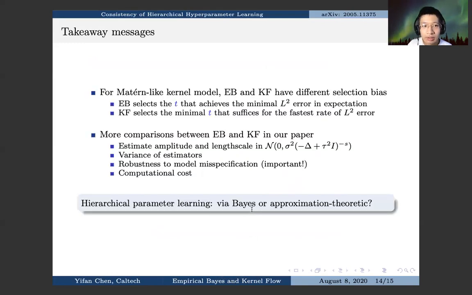In summary, in this experiment, we observe that for the Matern kernel model, EB and KF have different selection bias. EB selects the t that achieves the minimum L2 error expectation, while KF selects the minimum t that suffices for the fastest rate of the L2 error. That's quite interesting. And in this paper, we characterize this implicit bias.